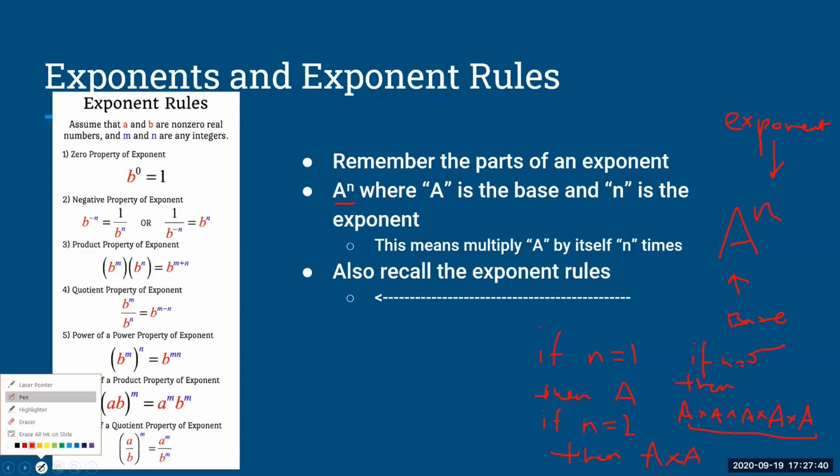Yes, you can have decimal exponents, but I don't know how to calculate those by hand. I think you need a calculator. But you can have decimal exponents. That's possible.